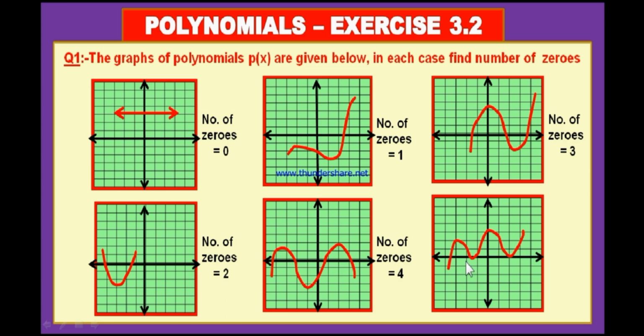How many common points are there? 1, 2, 3 common points. Therefore, the number of zeros of this curve is equal to 3. Number of zeros is equal to 3. Now, what can you conclude from this?